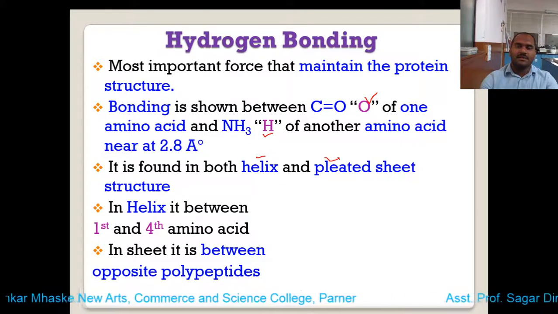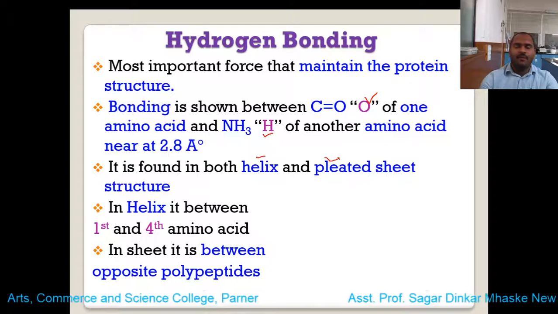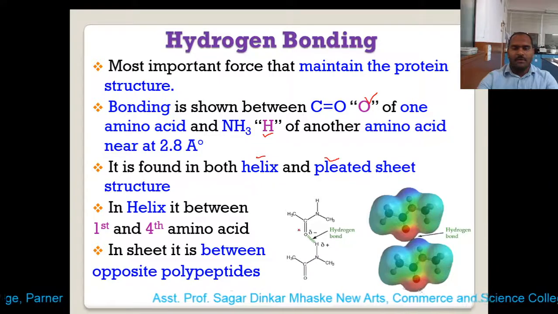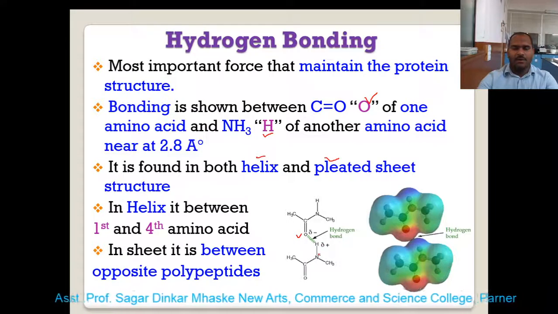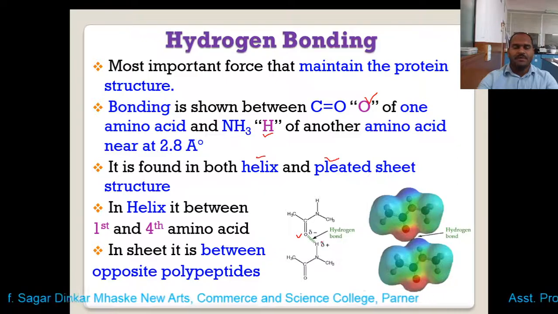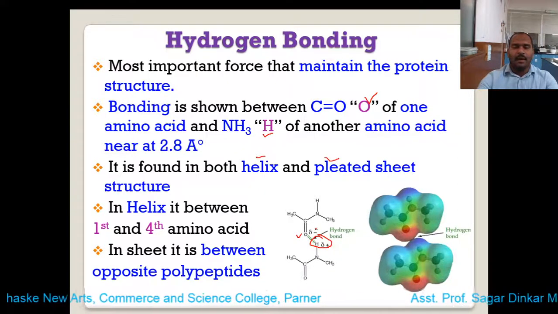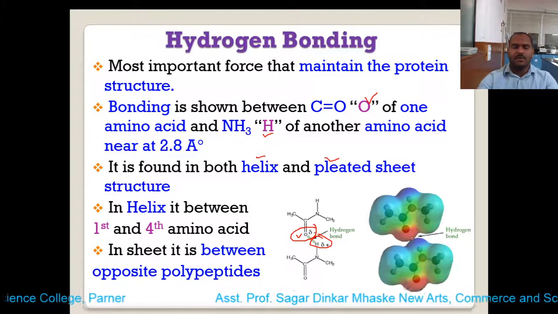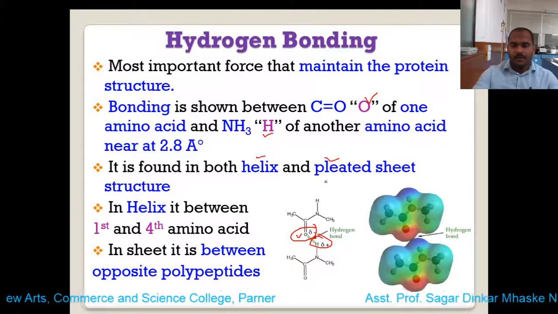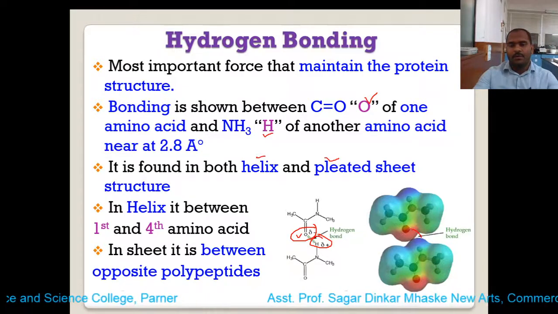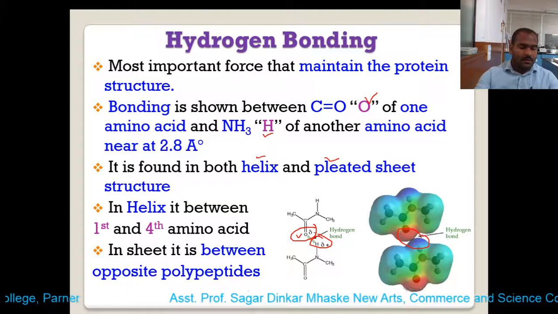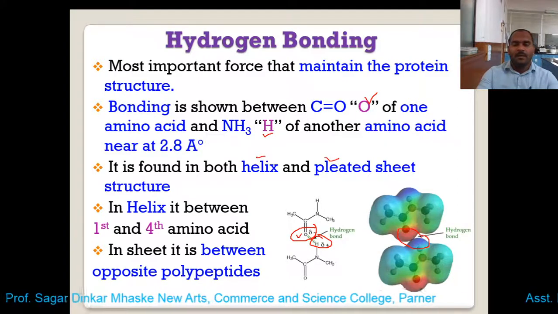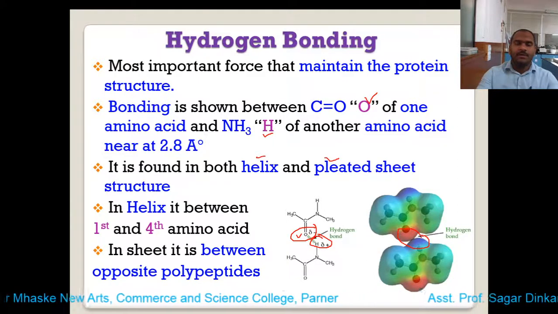So let's consider the structures one by one, first considering the hydrogen bond. Here you can see a carbonyl oxygen and a hydrogen of the nitrogen showing the hydrogen bonding, and this hydrogen bonding is a stabilizing factor. Here is a diagram which shows how the hydrogen bonding works. Now let's see in detail how it is helpful in helix and pleated sheet structures to give stability.